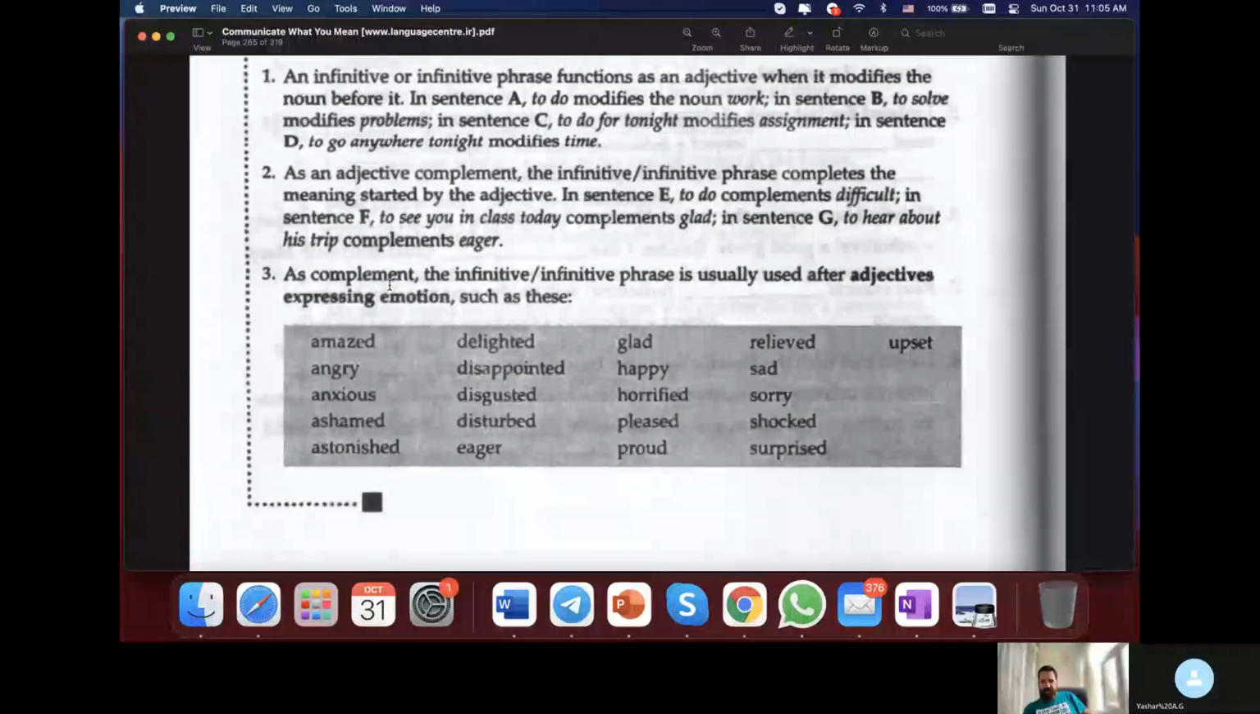As a complement, the infinitive or infinitive phrase is usually used after adjectives expressing emotion, such as these.